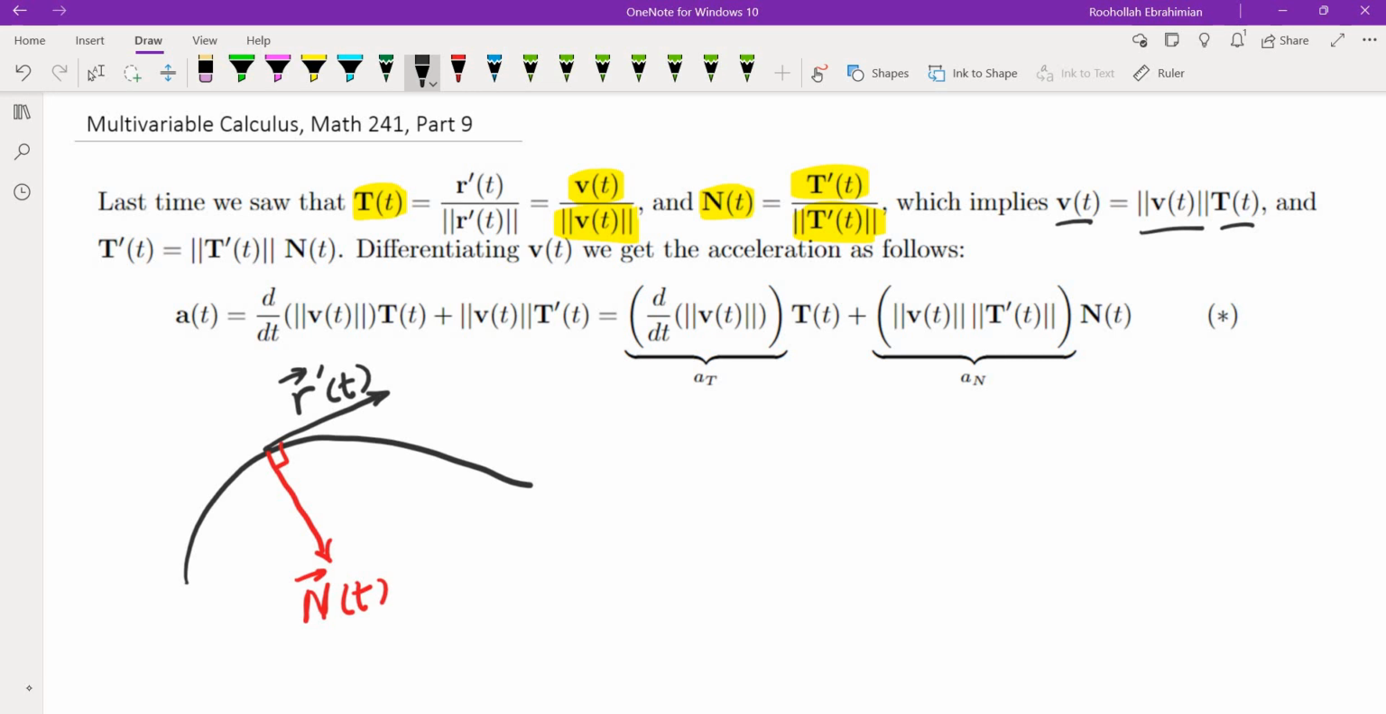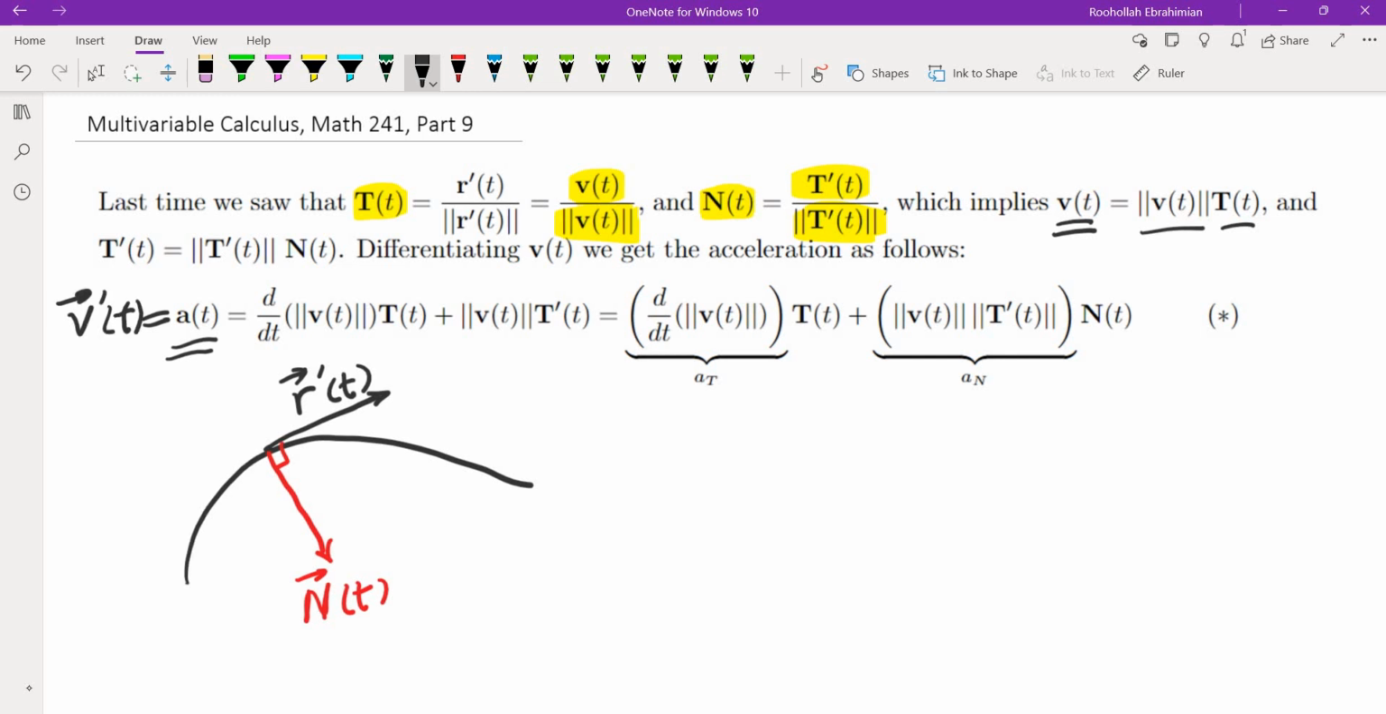Now there's a very interesting relation between this tangent vector, normal vector, and acceleration. So how do we get that relation? We are going to take the derivative of velocity to get the acceleration. So that gives us a of t, the derivative of v. So this is exactly just v prime.